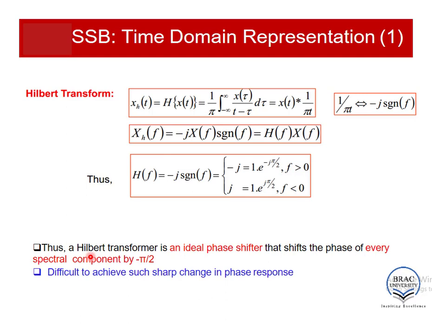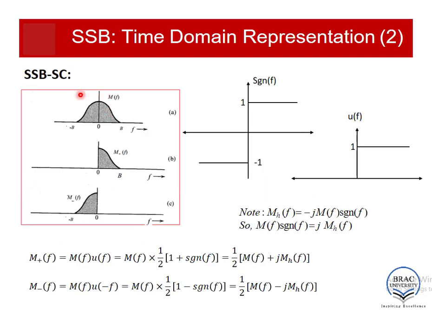Let's carry on our discussion on SSBSC. Here is our message spectrum. When we want to achieve the SSBSC spectrum, we essentially need to separate the positive half and the negative half of this message spectrum. Let's say this is M plus f. M plus f denotes the positive frequency part of this message spectrum, and this is M minus f. M minus f means only the negative frequency part. So we want to achieve M plus f and M minus f, and the input is actually the whole spectrum M(f).